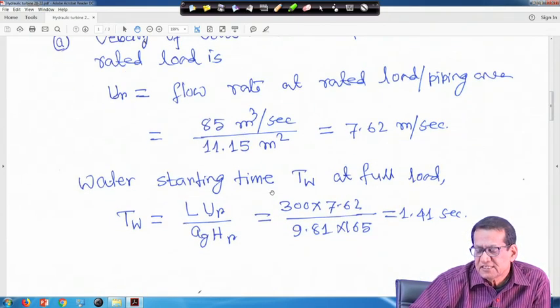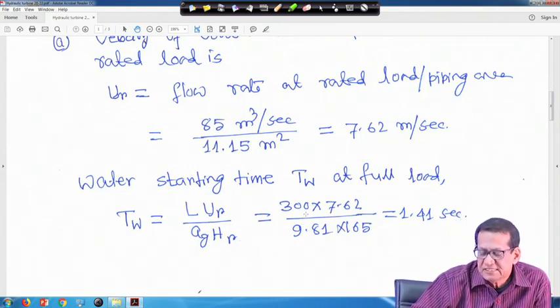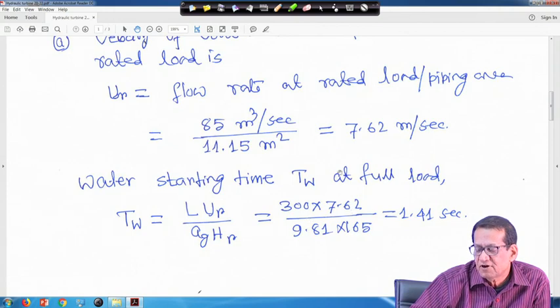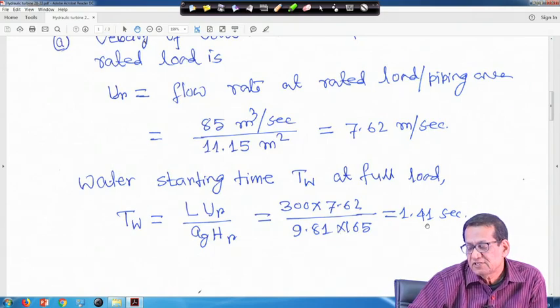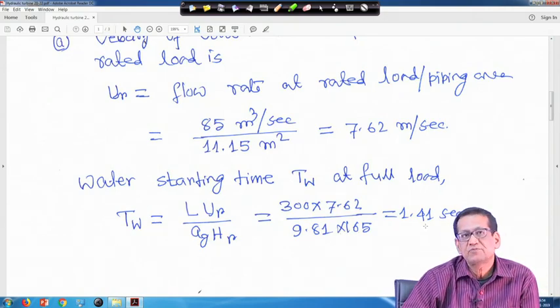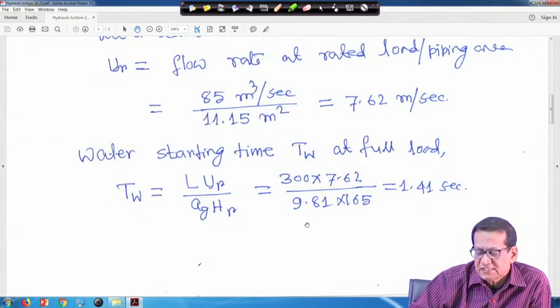So, water starting time TW at full load, we know this formula: TW is equal to L UR divided by AG into HR, right. Here L is 300 meter, UR we have got 7.62, AG is acceleration due to gravity 9.8 meter per second square and HR is 165. So, TW is 1.41 second. That is the water starting time.